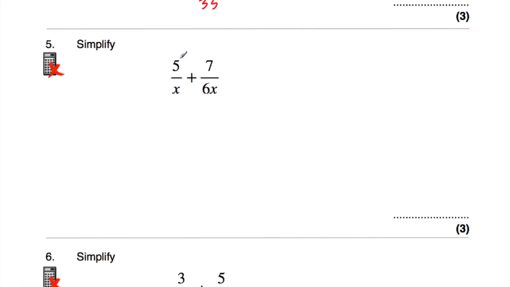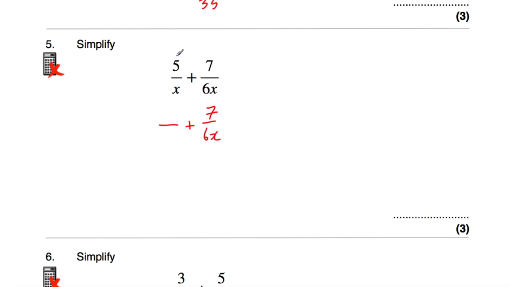So question number 5, we've been asked to simplify 5 over x plus 7 over 6x. Now if we have a look here, the denominators aren't the same. This has got a denominator of x and this has got a denominator of 6x. So if we multiply both the numerator and the denominator of the first fraction by 6, we'd get a 6x on the denominator. So let's do that. Let's multiply both the numerator and the denominator of this fraction by 6. So the second fraction will remain 7 over 6x.